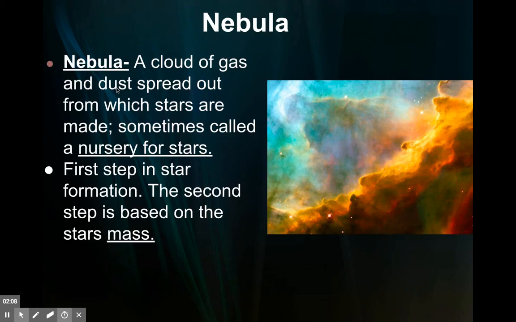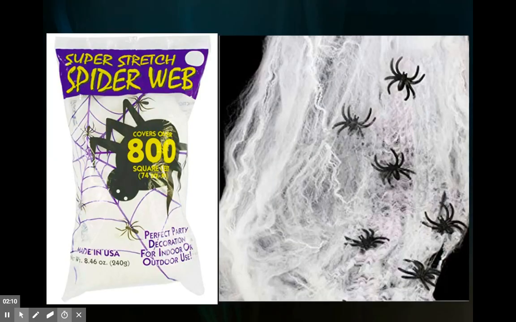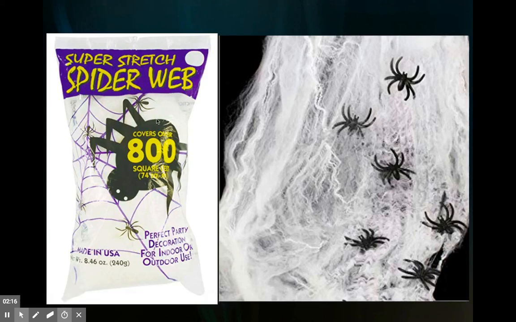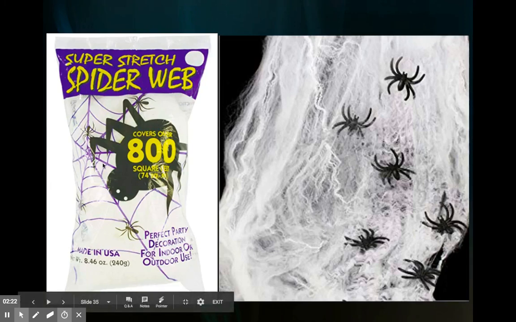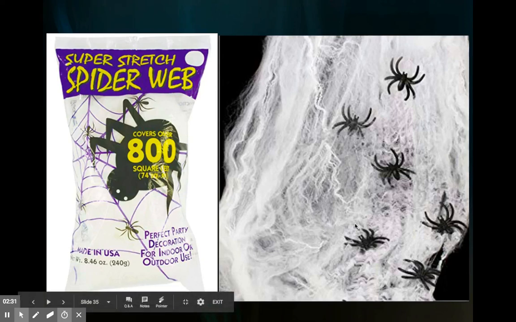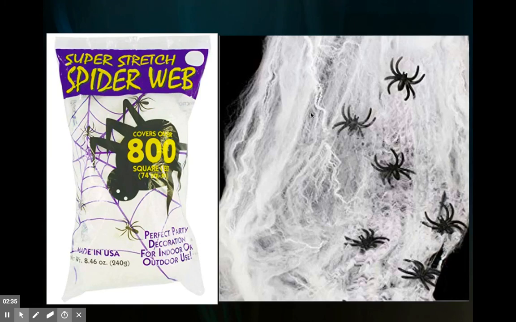This is another way to remember nebula. So everybody has seen this spider web little stretch pack. And then when you spread it out, like you say, this covers 800 square feet. So this little tiny bag becomes this. Star, nebula, all spread out. Star, packed together tightly. Nebula, all spread out.